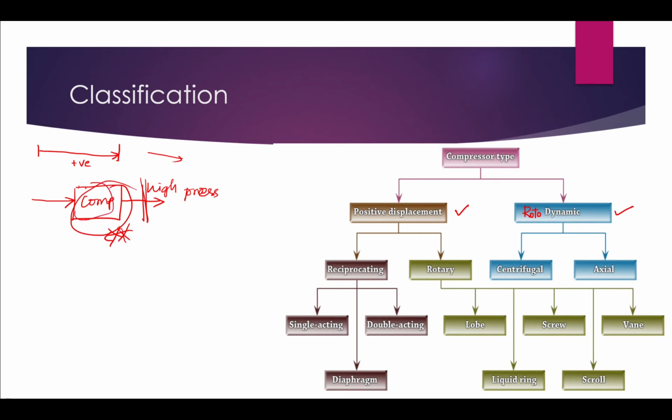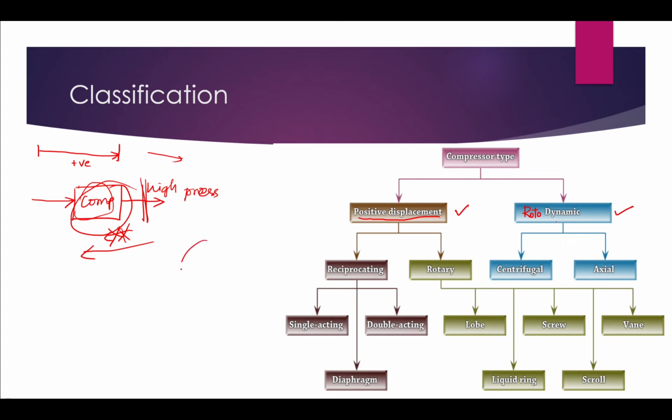Even though it fails, it won't allow the direction of air to be negative. That is why it is called positive displacement compressors. Whereas in rotodynamic compressor, the best example of rotodynamic compressor is a centrifugal compressor.